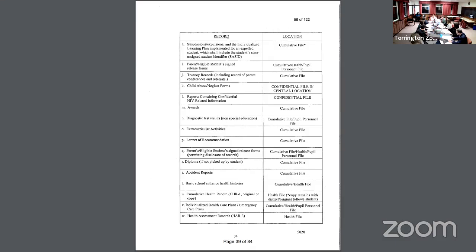That does happen now, even though it's hard copy. From the various places, the health file, the cum file, and if there's a confidential file, all of that comes together and goes into a file on that child, the dead file, which sits in the school archives for 30 years. But my concern is that if the child is still our student and all these things are in one place, then everybody has access to that.